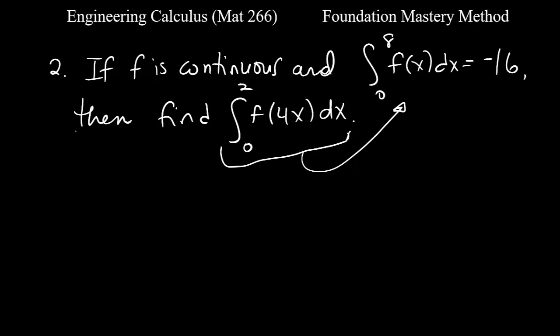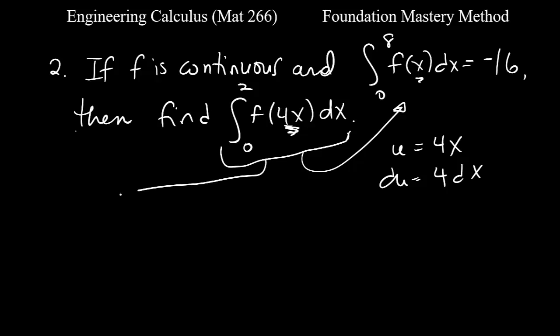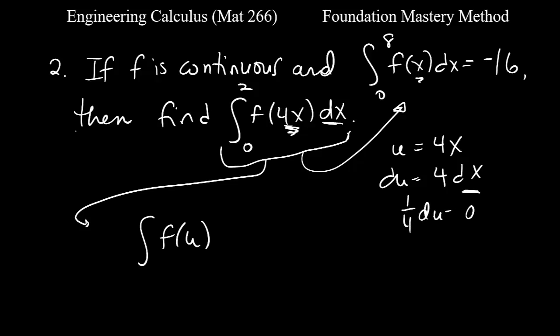So let's look, and here we see a 4x, and here we see an x. So let's do a u substitution and let u equal 4x. Then du will equal 4 dx. So applying the substitution here, we will have the integral of f of u, and what we have remaining, dx, is equal to 1/4 du. So we replace the dx with 1/4 du.